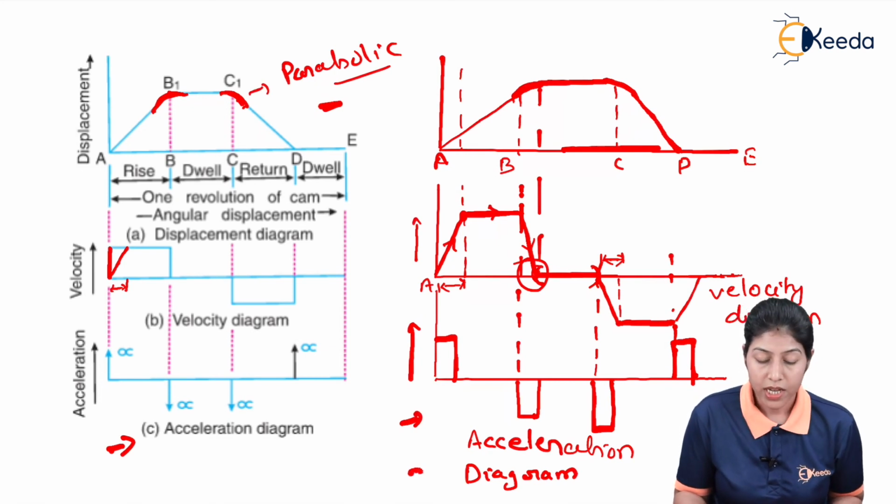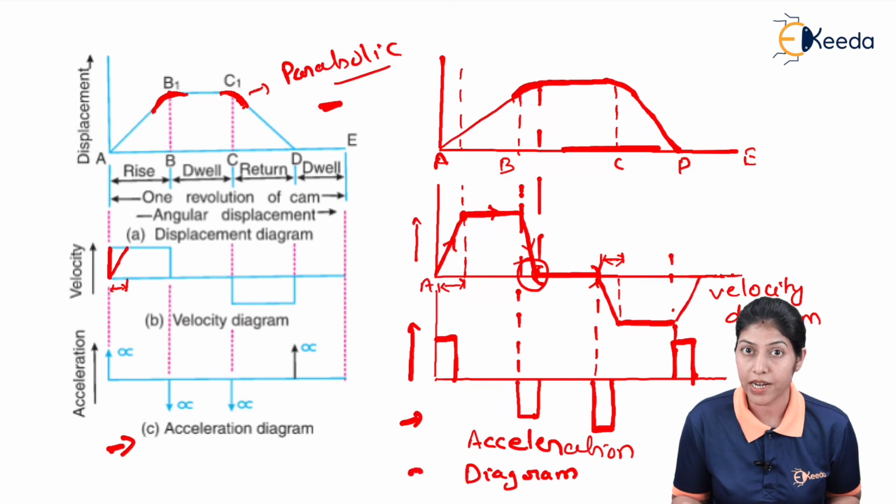So this is all about the displacement, velocity and acceleration diagram when the follower is moving with uniform velocity.